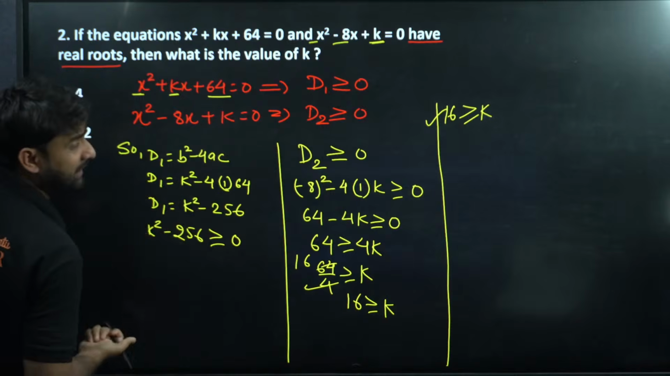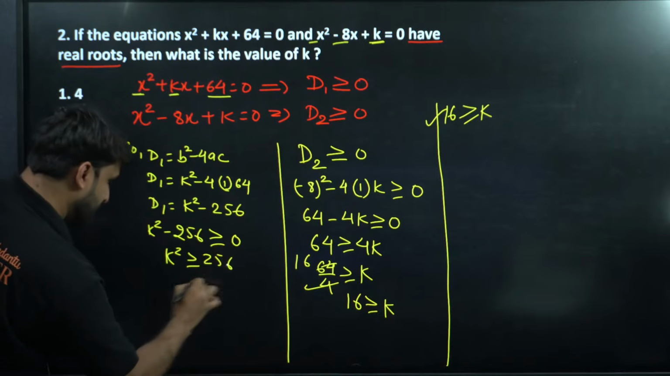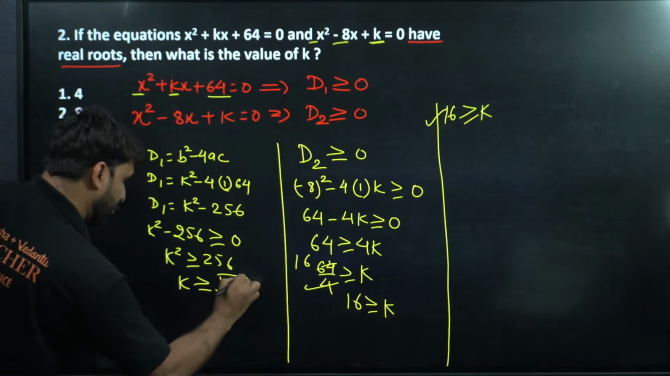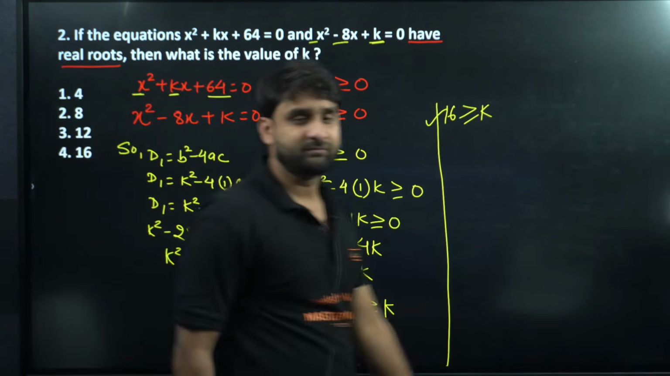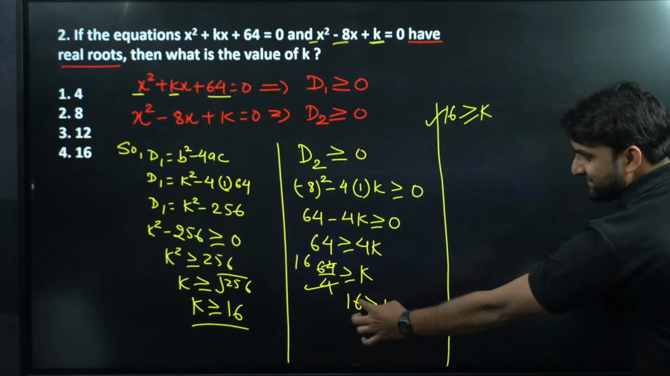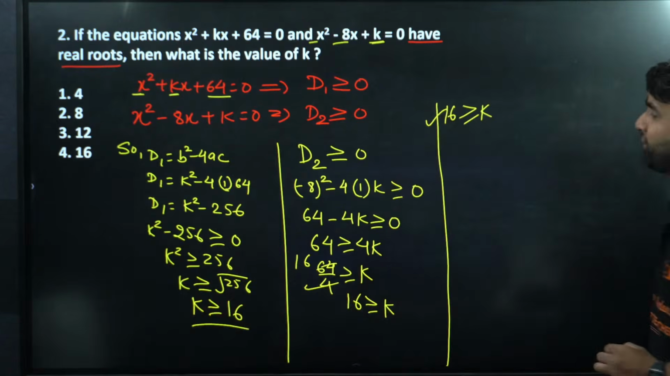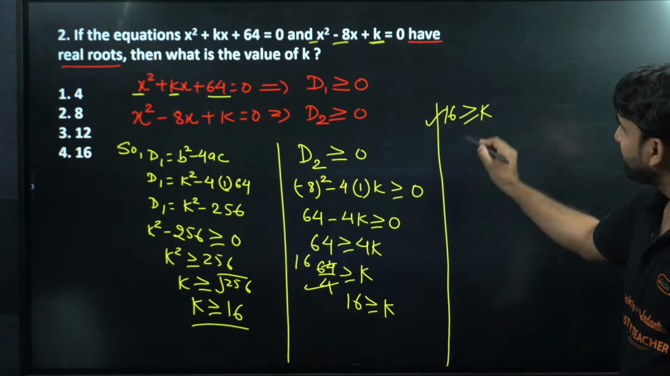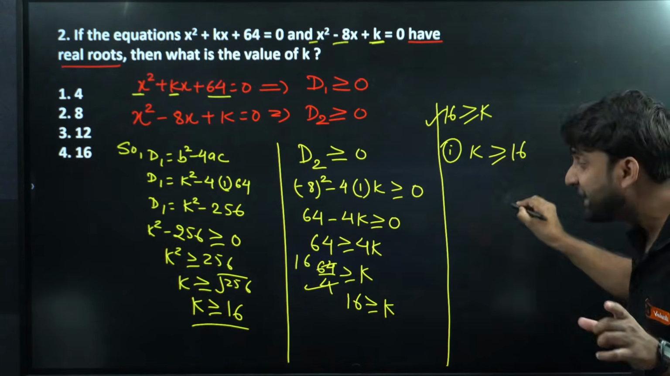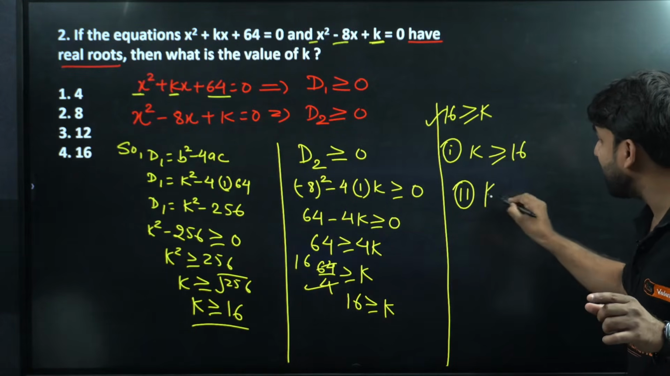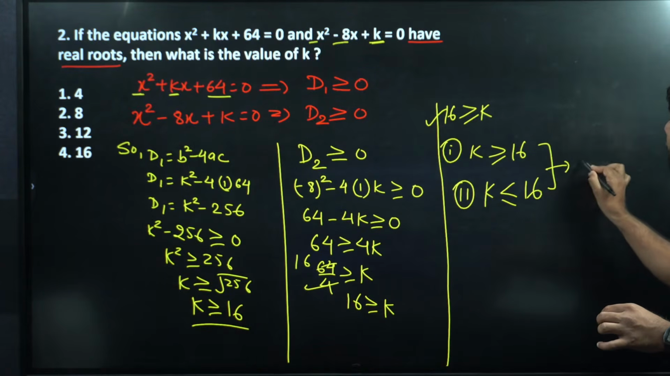Why? Because the roots are real. Now minus 256 will go there, greater than or equal to 256. So k will be greater than or equal to under root 256. So here k will be greater than 16. Now here k is less than or equal to 16, and here k is greater than or equal to 16. In the first situation k is greater than or equal to 16, and in the second situation k is less than or equal to 16. So which is common in both, and the common is equal to 16.